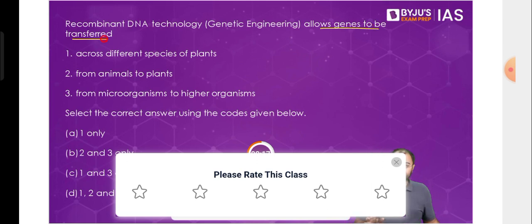Across different species of plants, possible? Yes, possible. We have done that in case of golden rice. The beta carotene that synthesizes vitamin A comes from the daffodil plant. So across various species of plants, yes, possible. Because it talks about allowing the genes to be transferred. Right? Where is it allowed from? So across different species of plants, yes, possible. From animals to plants, yes, possible.